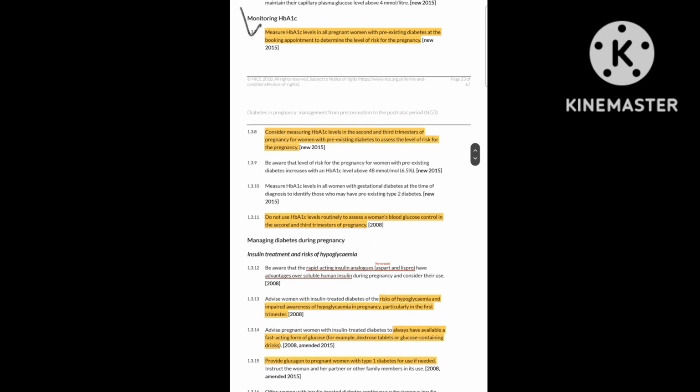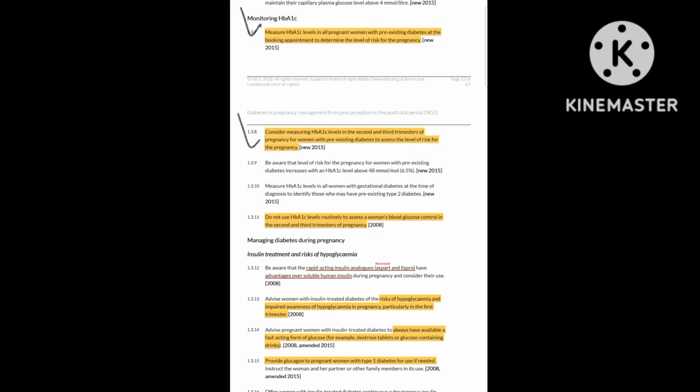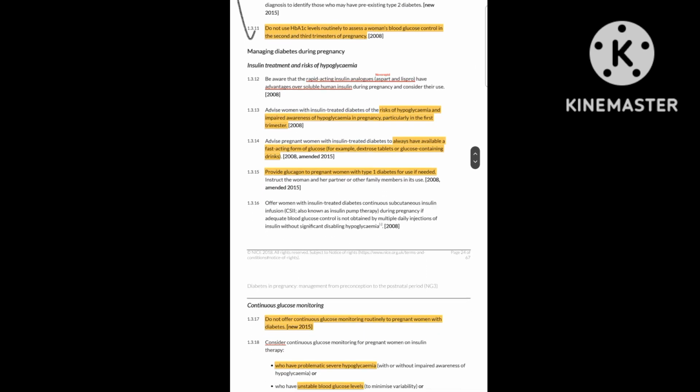Monitoring HbA1c. Measure HbA1c levels in all pregnant women with pre-existing diabetes at the booking appointment to determine the level of risk to the pregnancy. Consider measuring HbA1c levels in the second and third trimester of pregnancy for women with pre-existing diabetes to assess the level of risk for the pregnancy. Do not use HbA1c levels routinely to assess women's blood glucose control in the second and third trimester of pregnancy.